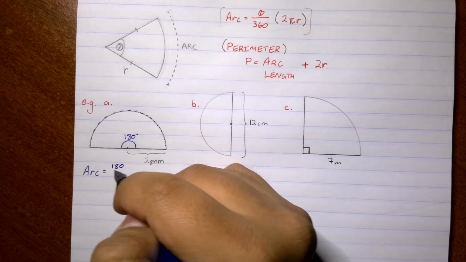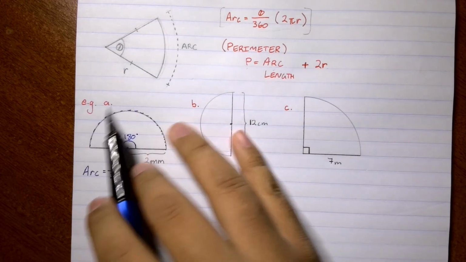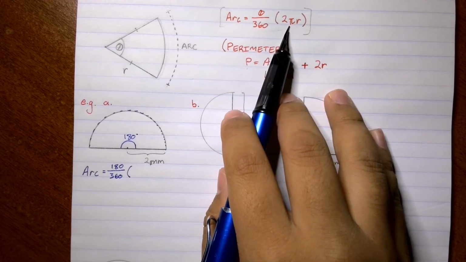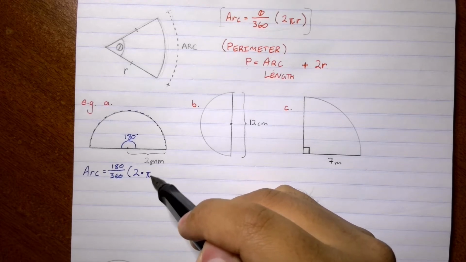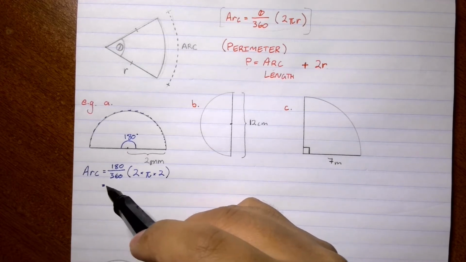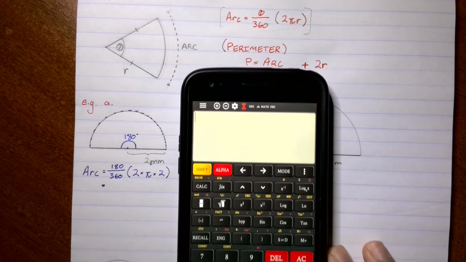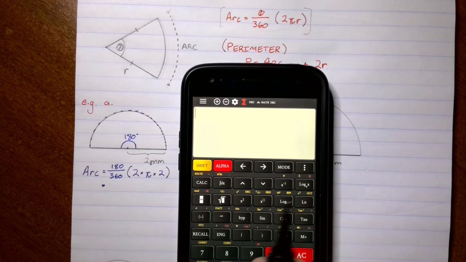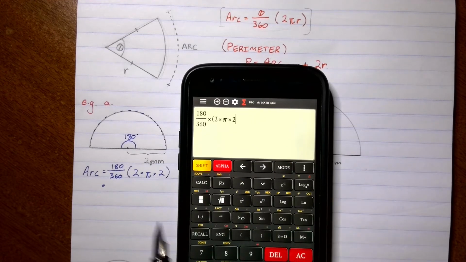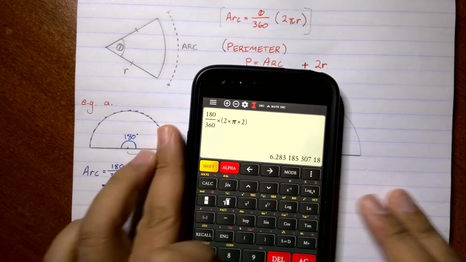So because of this, we're going to take 180, divide 360, and multiply it by the circumference of this supposed circle. And we do that using our formula again, 2 pi r. So 2 times pi times the radius, which is again 2. And using this in our calculator, we can calculate the arc length of this sector. So we get 180 divided by 360 times 2 times pi times 2, the radius.